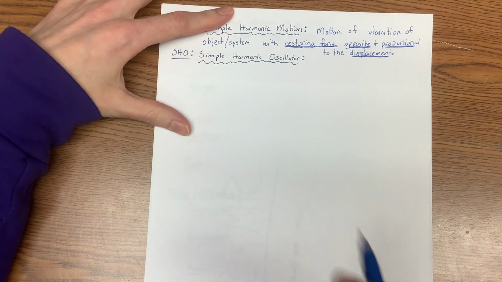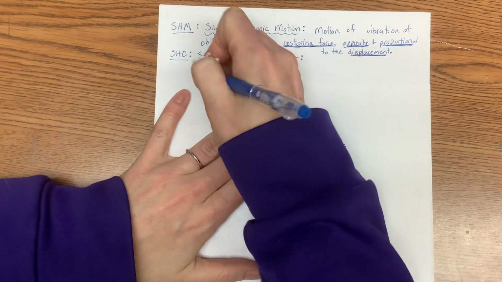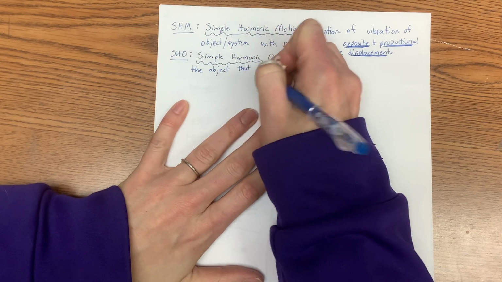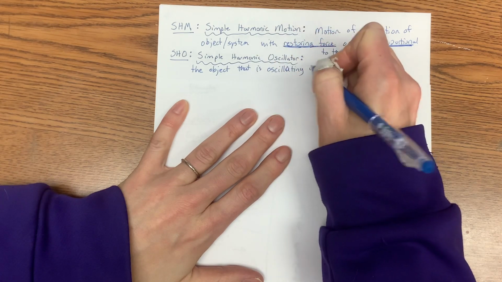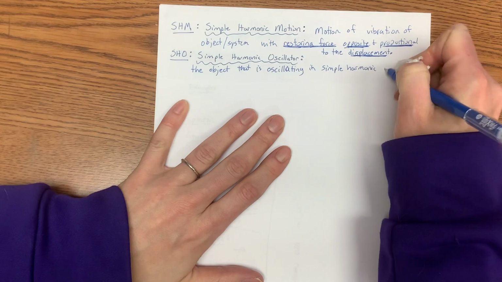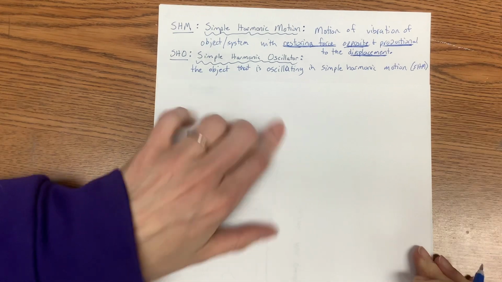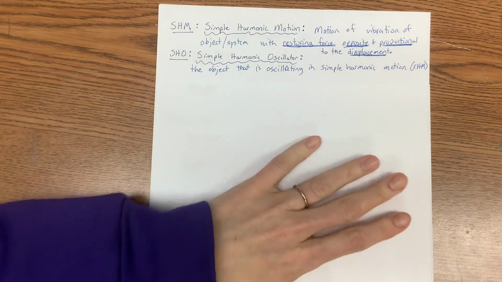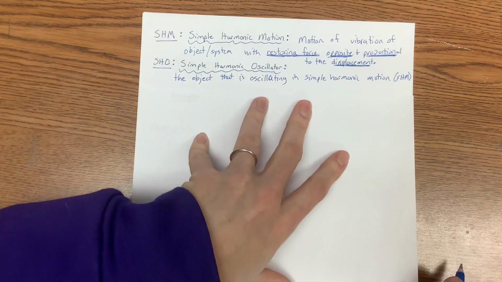In simple harmonic motion, the simple harmonic oscillator is the object that is oscillating. Now, nobody likes to write that out, so abbreviating simple harmonic motion as SHM, and SHO for the simple harmonic oscillator, is totally okay, so that you never have to write those out again.